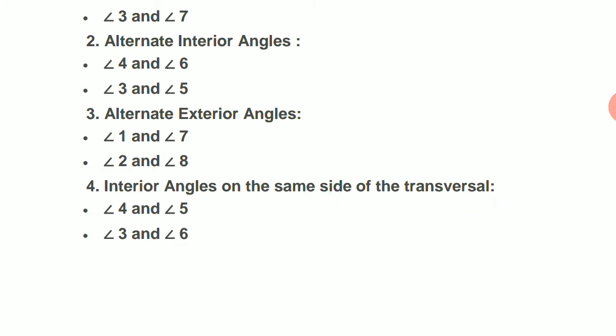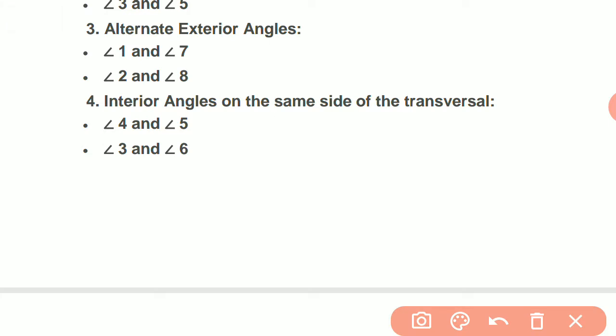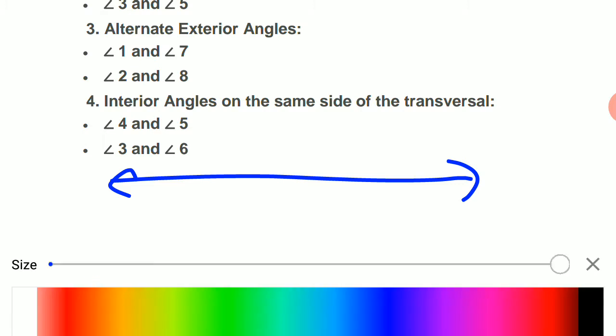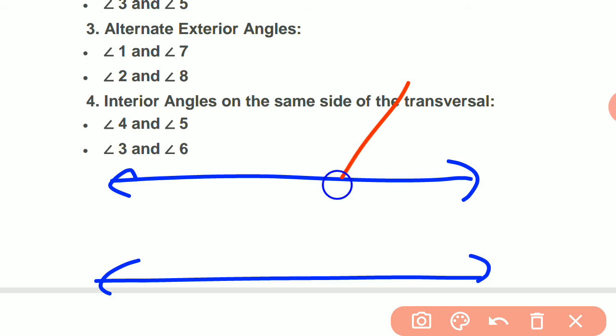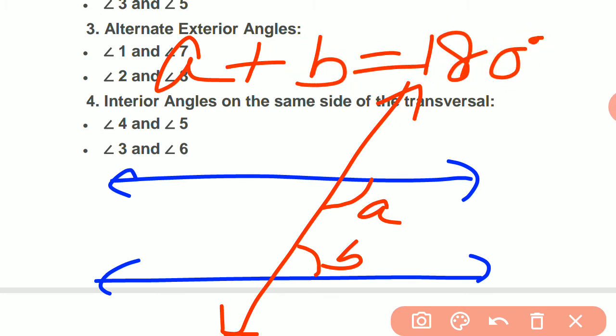And next is interior angles on the same side of the transversal. Suppose these are two parallel lines and this third line is the transversal. Then this angle and this angle are known as interior angles on the same side of the transversal, and the sum of these angles is 180 degrees. Suppose this angle is A and this angle is B, then A plus B equals 180 degrees. Interior angles on the same side of the transversal are supplementary, that is 180 degrees.